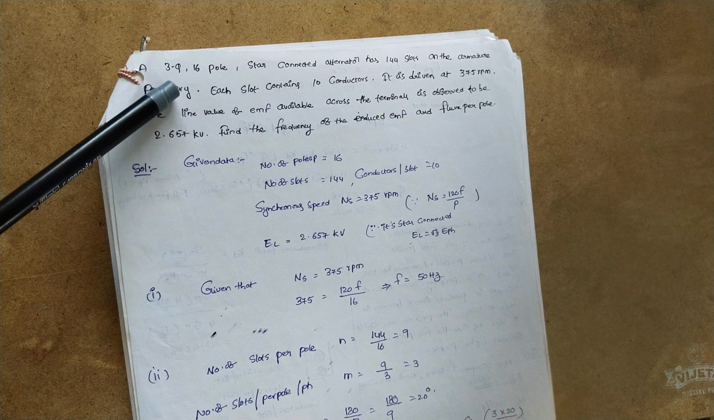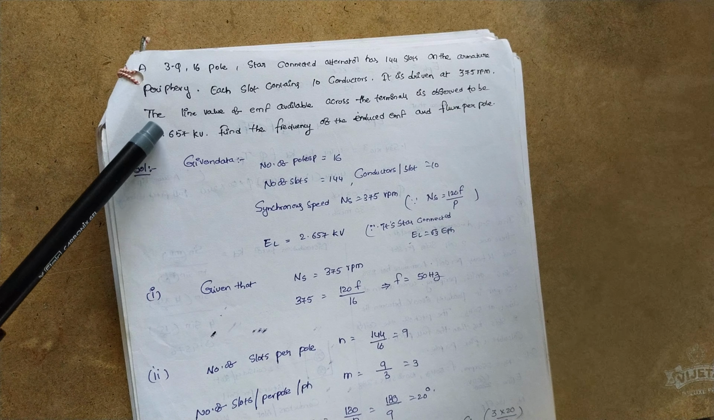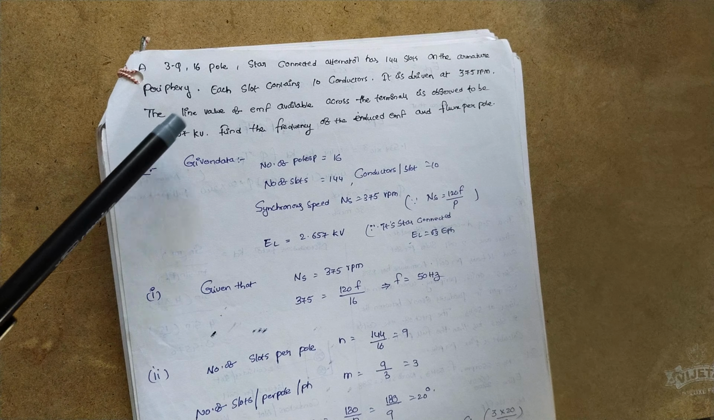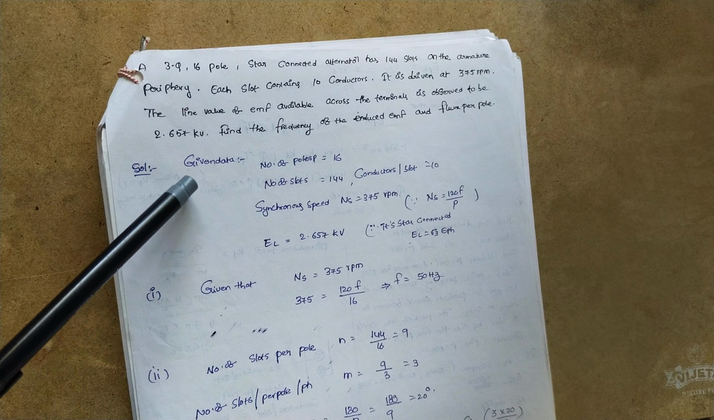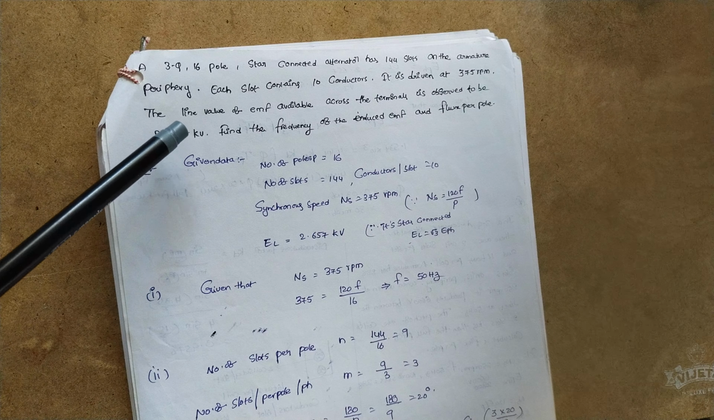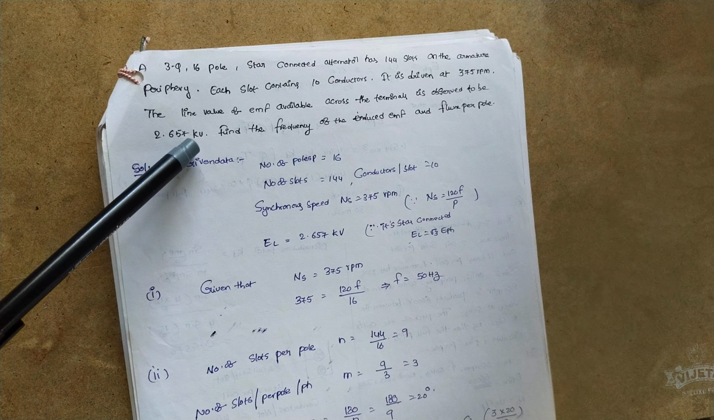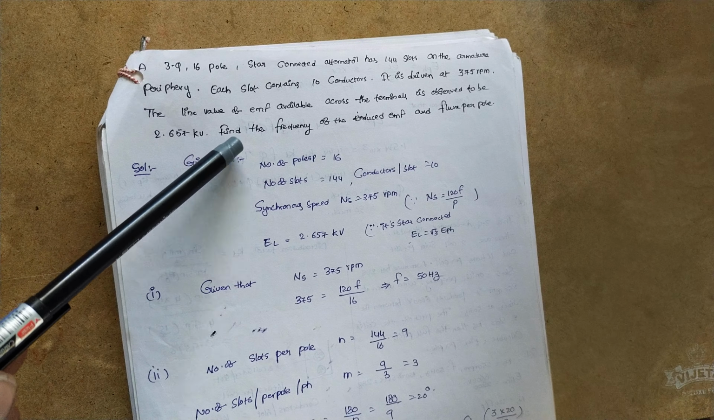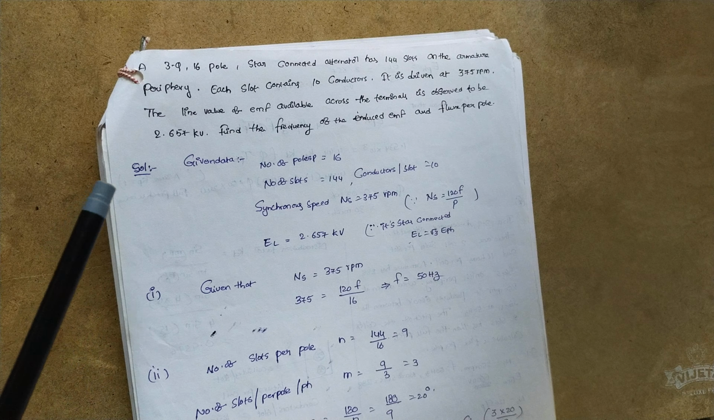A 3-phase, 16-pole star-connected alternator has 144 slots on its armature periphery, each slot containing 10 conductors. It is driven at 375 rpm. The line value of EMF available across the terminals is observed to be 2.657 kV. Find the frequency of induced EMF. Based on this, some problems may be given.